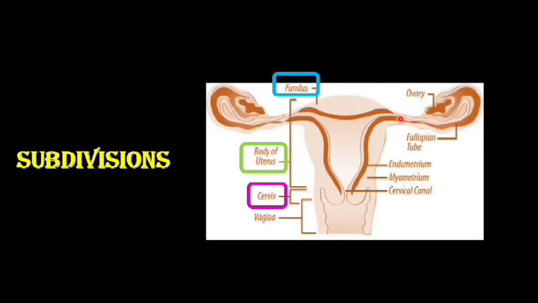Now the third part, the cervix, extends from the isthmus, which corresponds to the internal os of the cervical canal, to the external os. The cervix ends at the external os, which opens into the vagina by perforating its anterior wall. The cervix is further divided into a supravaginal part and a vaginal part.